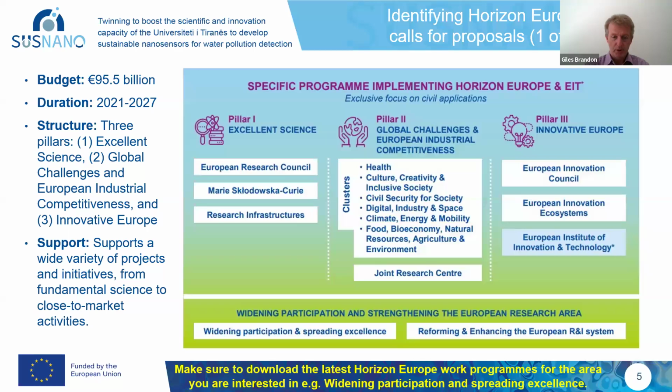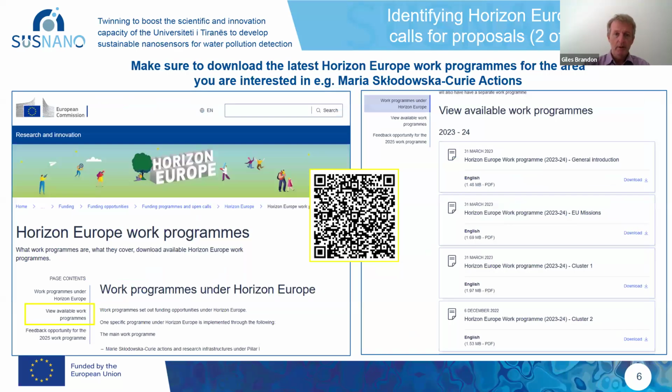And this is a comment that's written at the bottom here. Make sure to download the latest Horizon Europe work programs for the area you're interested in. So how can you go about doing that? Well, the Commission has a particular website where these work programs for Horizon Europe are stored. What you see here on this screen are 2 screenshots. There's one on the left and one on the right.